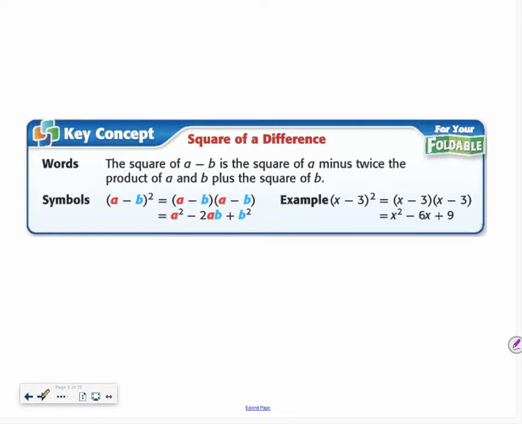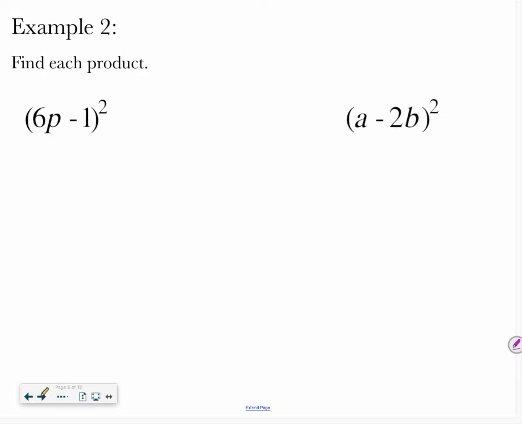Okay, so we talked about the square of a sum. Let's talk about the square of a difference. That's when we have a minus b, and that quantity squared. It's basically the same thing, except instead of adding the 2ab, we're going to subtract it. Okay, so we have a minus b. So a minus b squared equals a squared minus 2ab plus b squared.